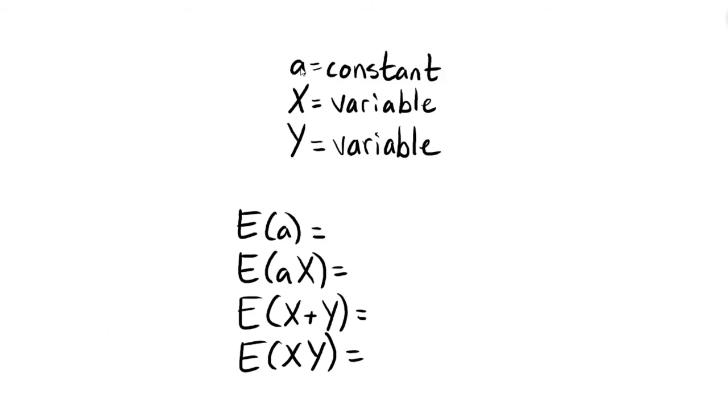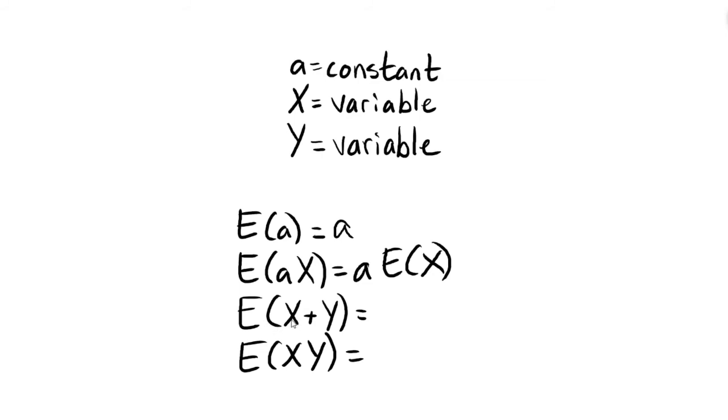So I have here, we have one constant and we have two variables. And then we have different scenarios that we can get. So what is the expected value of a constant? Well, if we have a constant, we expect the constant to be the constant. So that is equal to a, the constant. And what do we have if we have an expected value of a constant times a variable? Well, we will have the constant times the expected value of the variable.